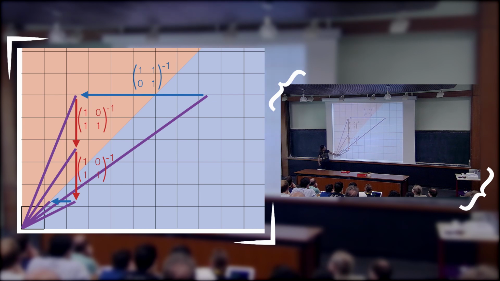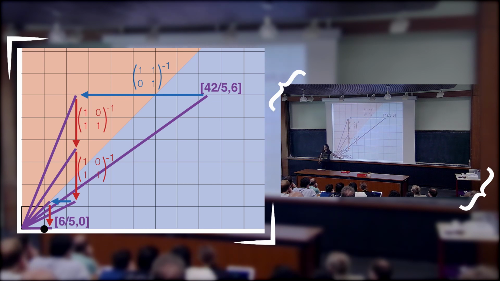I didn't tell you, but the sectors are closed at the bottom and open on the top. So right here, we're technically in the red sector. And that gets us down to the x-axis. And if you start with any rational direction, you'll eventually get down to the x-axis. These matrices are very simple. You apply them to your point, and you'll get, in this case, 6/5, 0.